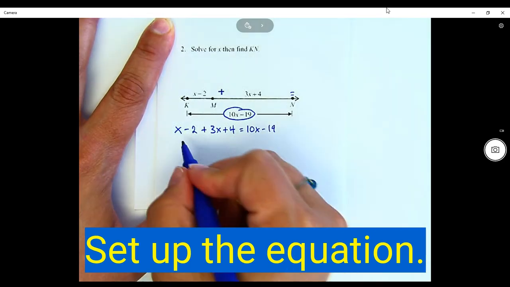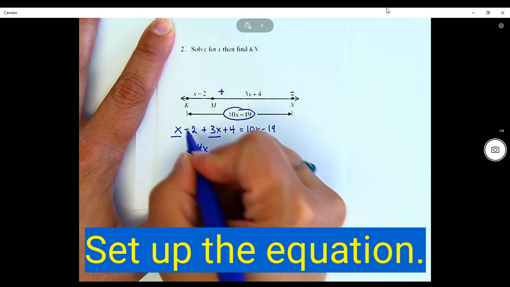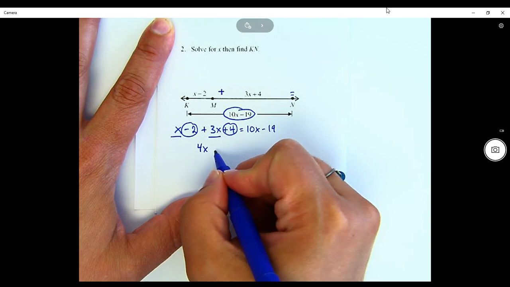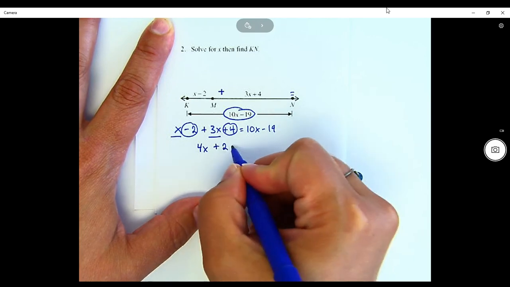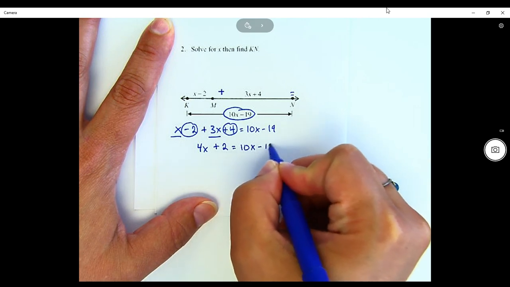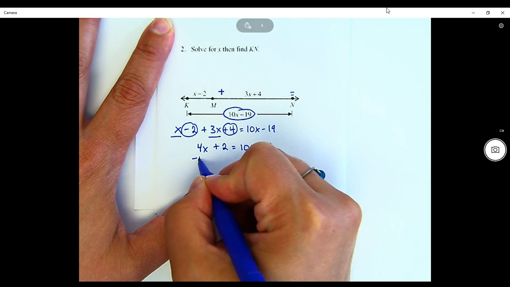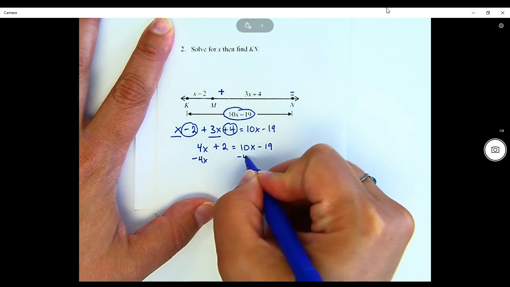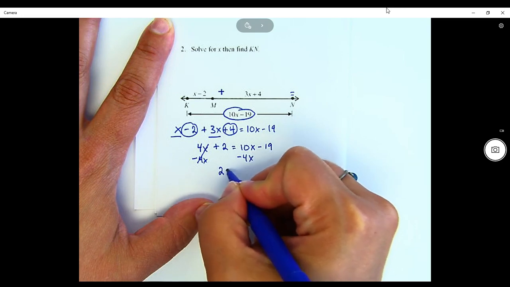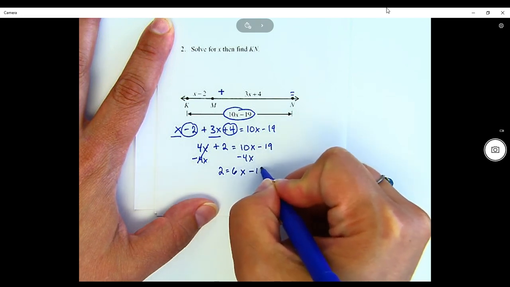You want to combine like terms. I've got a positive x and a positive 3x, which gives me 4x. I've got a negative 2 and a positive 4, which combines to make a positive 2. And then I have 10x minus 19. Now we want to get all the x's on one side, so I'm going to subtract 4x on both sides. That cancels, and I'm left with 2 equals 6x minus 19.